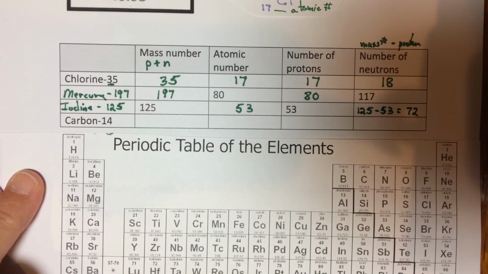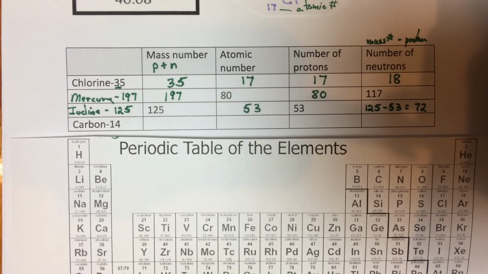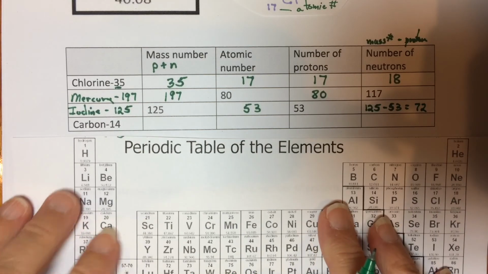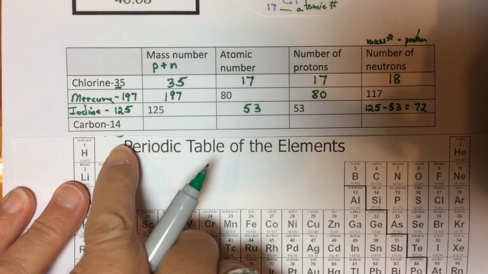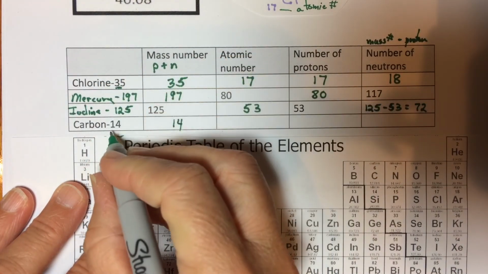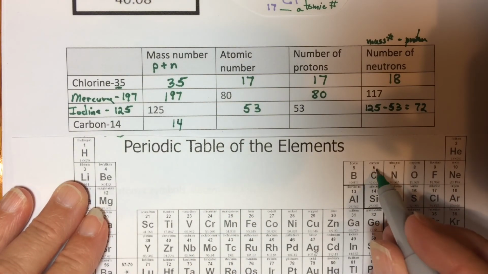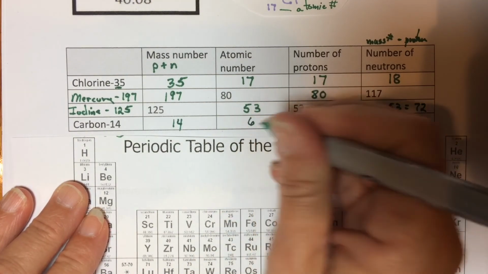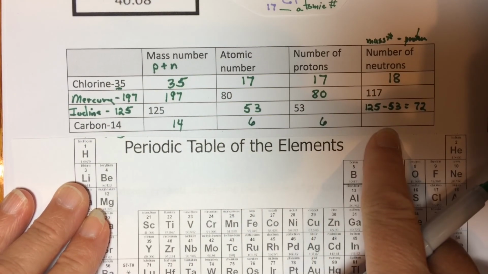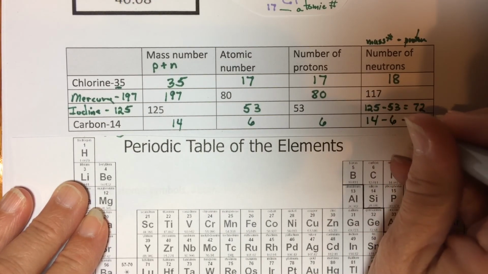And lastly, I've got carbon 14. You can stop the video and see how you do on this one. All right, hopefully you got it right. Okay, so we got carbon 14. The mass number is given to us right here. It's 14. The atomic number, well, carbon is here. So the atomic number is 6. Number of protons is equal to the atomic number. And then the number of neutrons will be 14 minus 6, or 8.